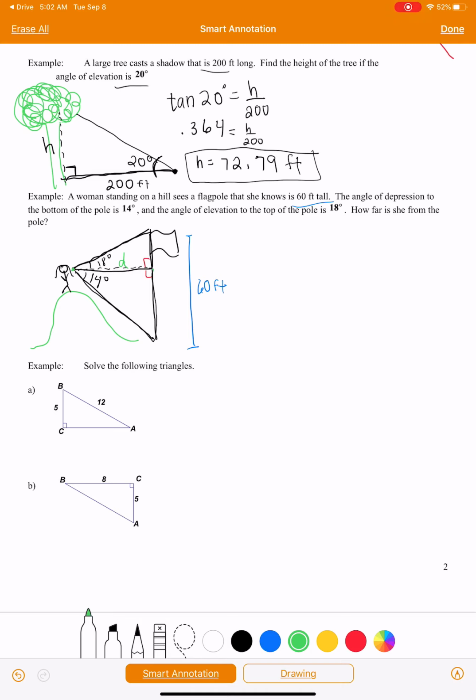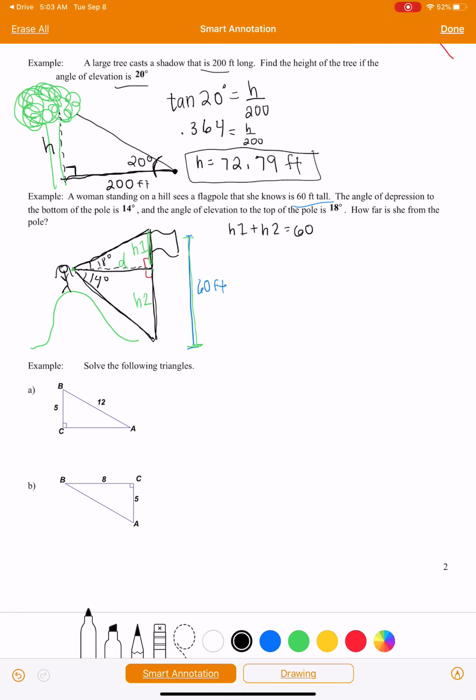So I have this side length right here. We'll call it height 1. And then I have this side length right here, height 2. I know something about these heights. I know if I add these two heights together, it's going to equal this 60 feet. Okay. So I'm going to go ahead and write that down. Okay, so I know that much.